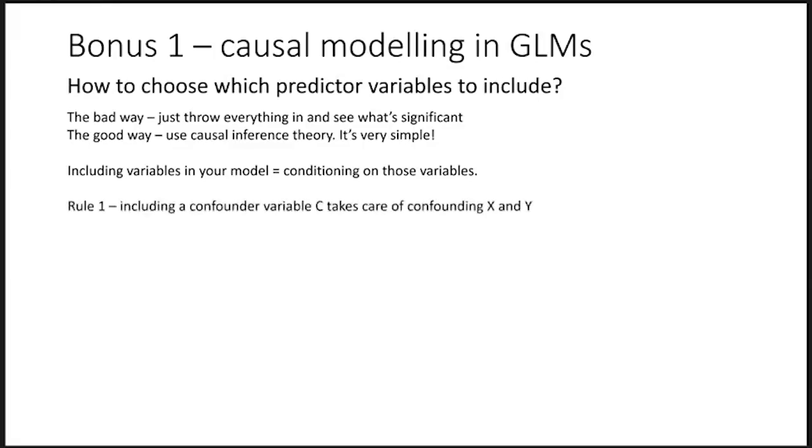All right. So the first rule is that including a confounder variable c takes care of confounding between x and y.